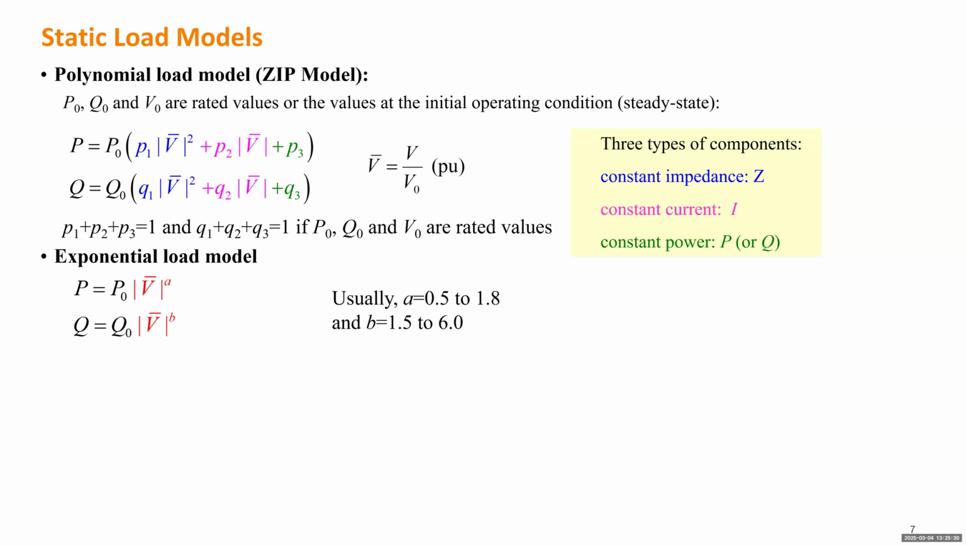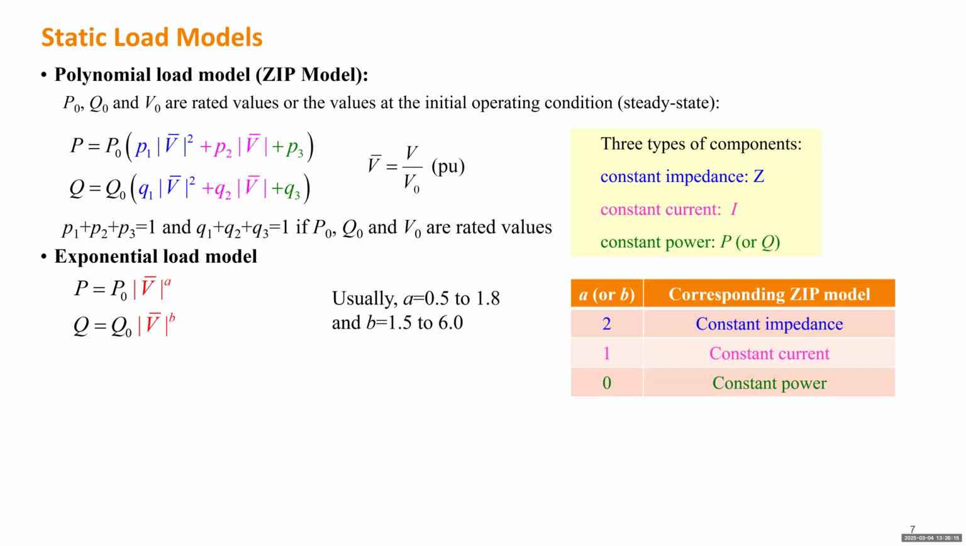This is interesting because when B takes the value of 6.0, there's no way you can use a polynomial model to model Q accurately. So both types of model have their advantages and disadvantages. If you clearly know this area, the load will have mainly 3 types of component: constant impedance, constant current, and constant power. Definitely the polynomial load model will be better. But if you're not sure those 3 types of component will fully cover everything in this area, maybe the exponential load model will not be a bad idea.